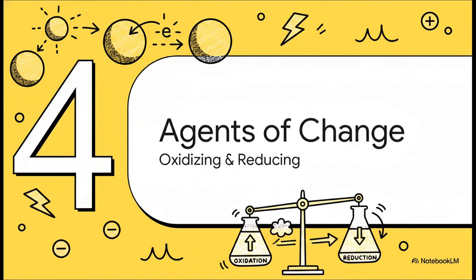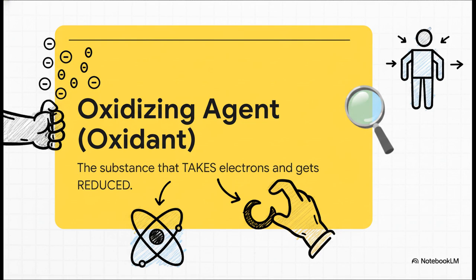Redox reactions. This whole game is about electrons moving around, and our job is to identify the key players, the oxidizing agent and the reducing agent. First, let's talk about the oxidizing agent. Think of this guy as the electron thief. It's the one that takes electrons from another substance.